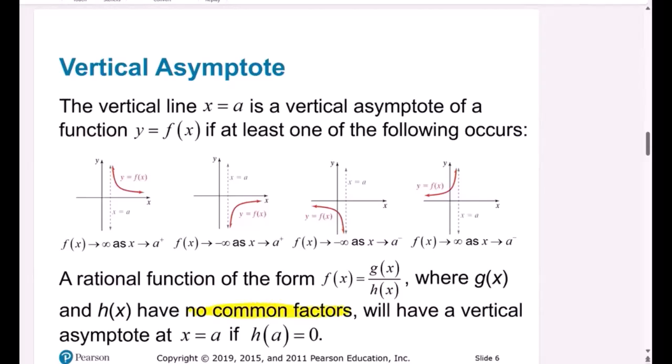Because if they have common factors, then we can cancel those factors, and it does not create an asymptote. It actually creates what we call a hole. We won't be going over holes. Our vertical asymptotes, after we cancel out any common factors, are going to be where the denominator equals 0.